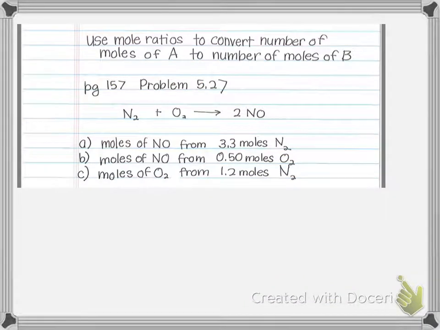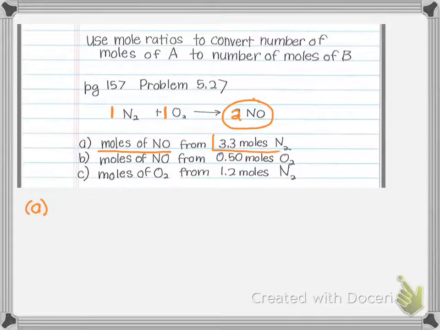So here's an example of how we might use this. The question says, use mole ratios to convert the number of moles of A to the number of moles of B. So that's being kind of general. And here's our equation. Now, if there's no number, we know that those are going to be 1s. And in front of the NO, we have a 2. So let's look at letter A first. So A, we're trying to calculate NO. So we want to find this.